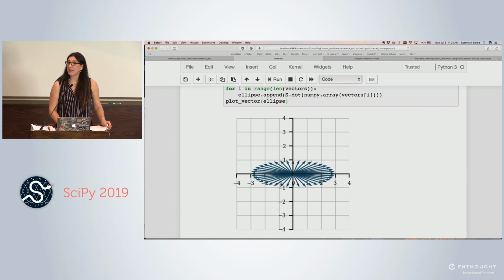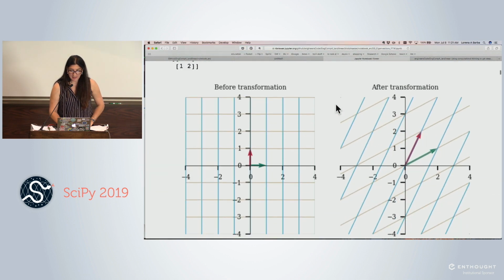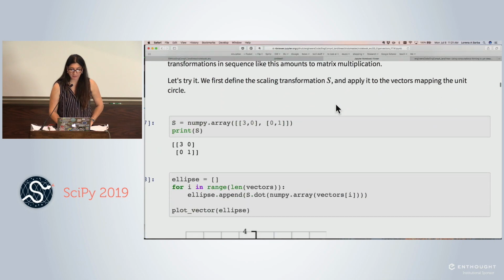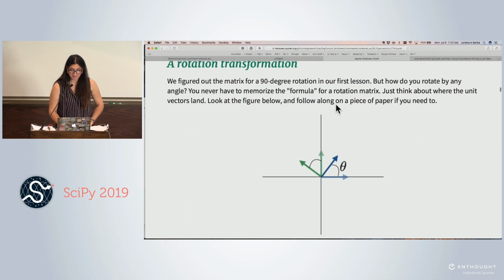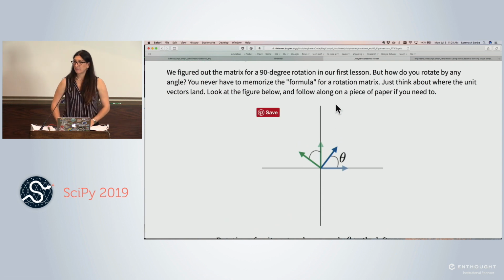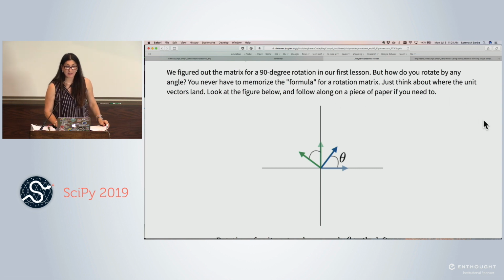Now, let's try to do a rotation transformation that rotates this whole ellipse by plus 45 degrees. In the previous lesson, we wrote the matrix for a rotation by 90 degrees in the positive direction, and you had to work out the rotation by 90 degrees in the negative angle. Now, we didn't do how you rotate by any angle. But what I want to point out is that you never have to memorize a rotation matrix. You just have to think about where the unit vectors land and write where I lands as the first column, where J lands as the second column.